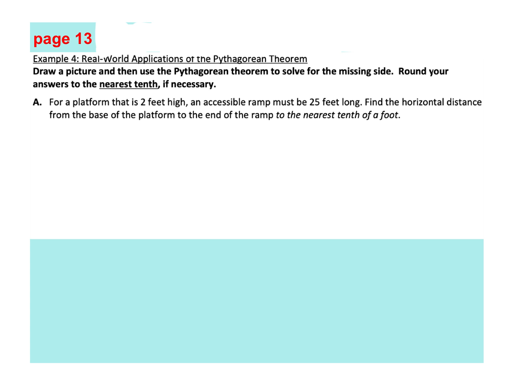The last topic of this lesson is using the Pythagorean theorem to solve some real-world problems. We're going to start by drawing a picture. If you can visualize the situation, once you get the triangle set up, it'll be exactly like all of the other problems. The hardest part is just visualizing the situation. So we have a platform that is 2 feet high, and an accessible ramp must be 25 feet long. Find the horizontal distance from the base of the platform to the end of the ramp.